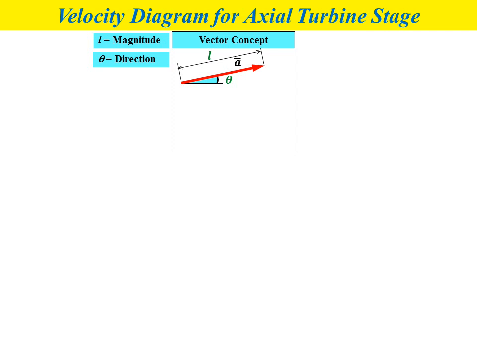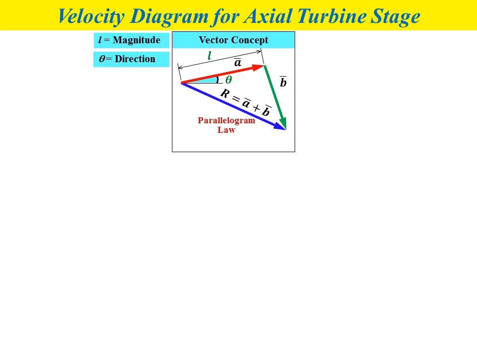So if we have two different vectors, for example vector A, and we add vector B, we will have a vector that we call the resultant vector, which is equal to vector A plus vector B. So we need to look at the direction of vector A, vector B, and also the resultant vector A plus B. So the direction of the vector is important.